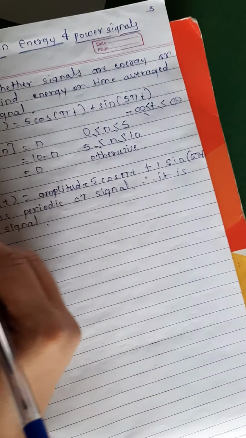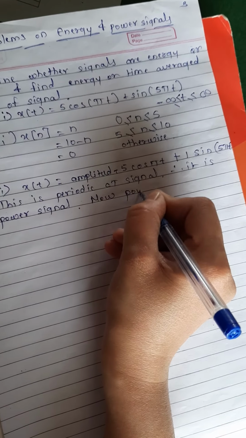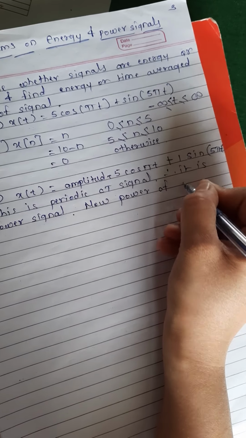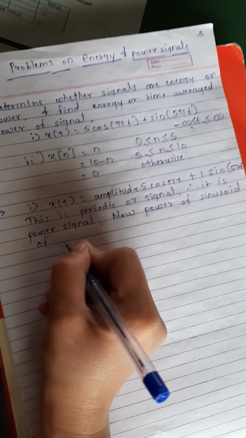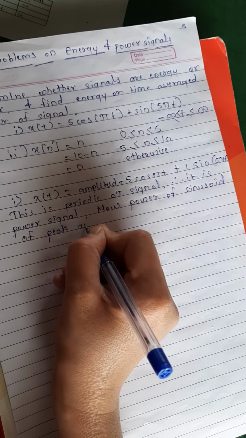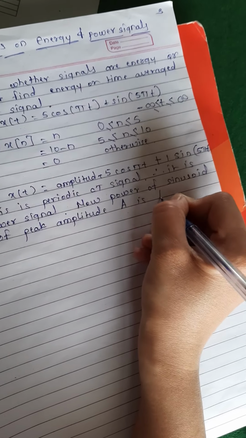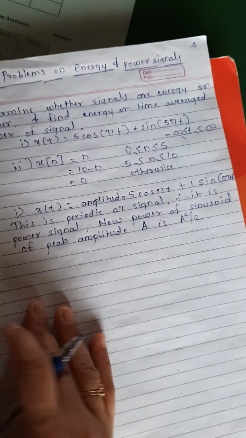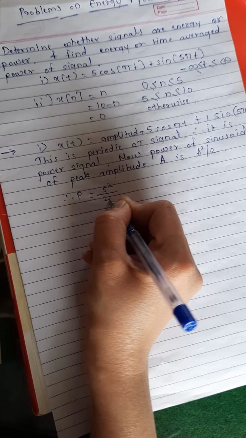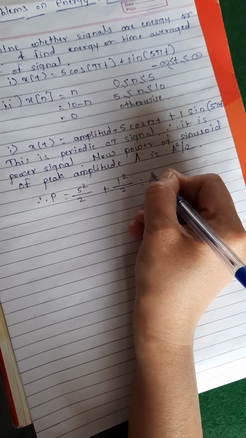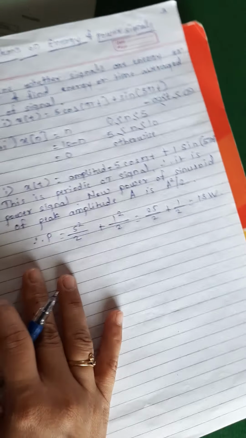Now the power of a sinusoid of peak amplitude A is A square by 2. Therefore P is equal to 5 square by 2 plus 1 square by 2. So it is 25 by 2 plus 1 by 2, it is 13 watt.